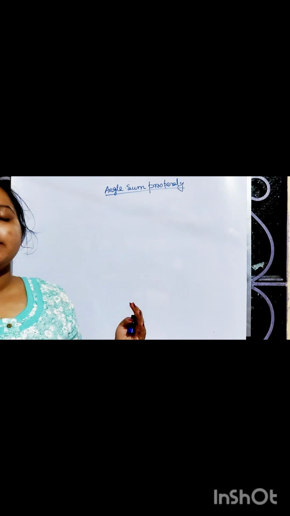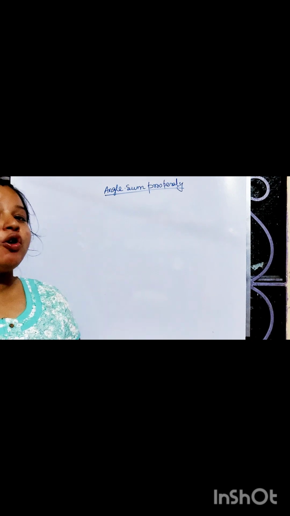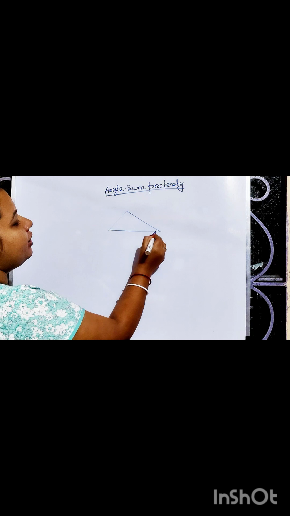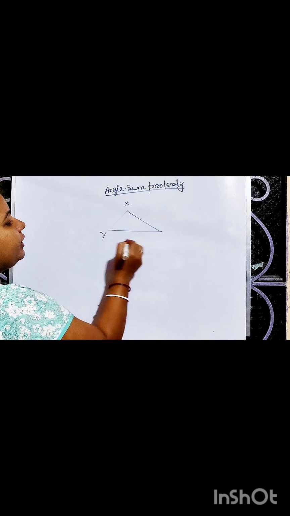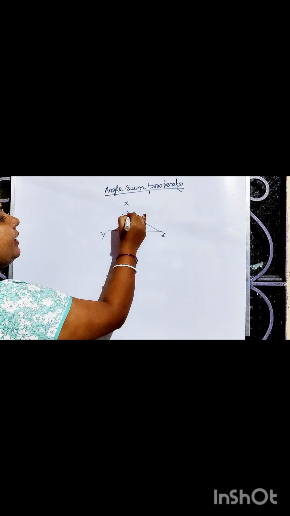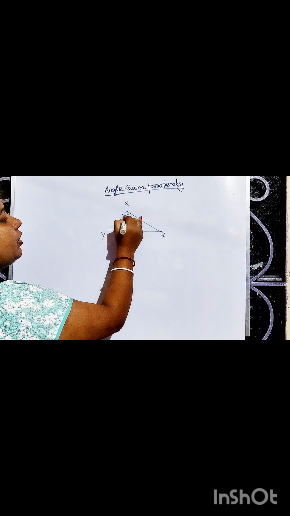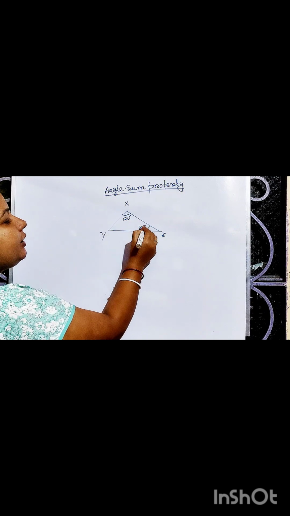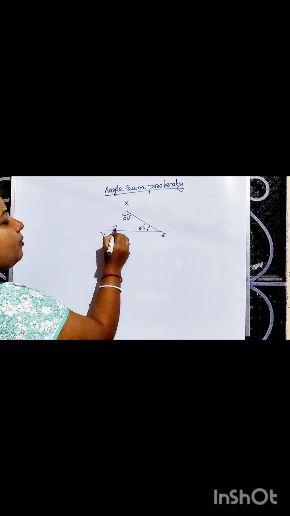Now, I am giving here some questions and let me see if you can do it or not. Suppose this is the triangle x, y, z, where angle x equals 120 degree, angle z equals 30 degree. Find the value of angle y.